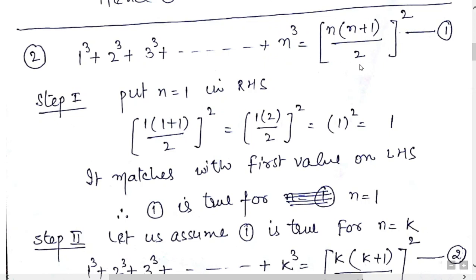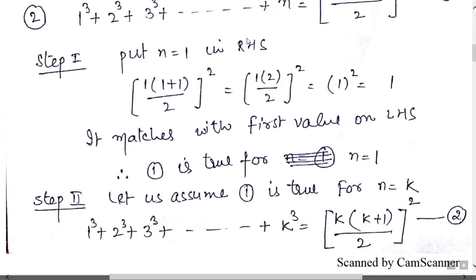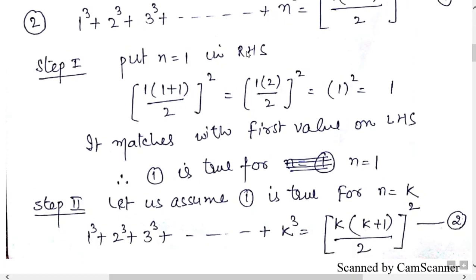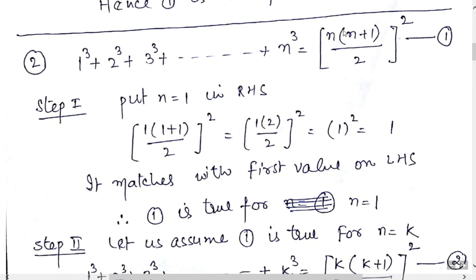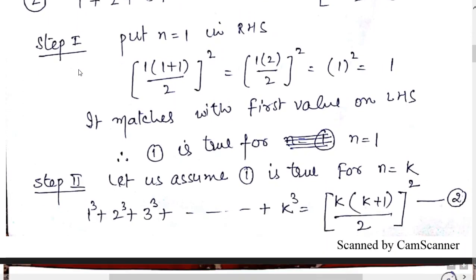n into n plus 1 divided by 2, whole square. Insert n is equal to 1 in the right hand side: 1 into 1 plus 1, that is 1 into 2 divided by 2. The 2s cancel with each other. Then the answer is 1 square, or 1. It matches with the first value, 1 cube, or you can say 1. Therefore, number 1 is true for n is equal to 1.